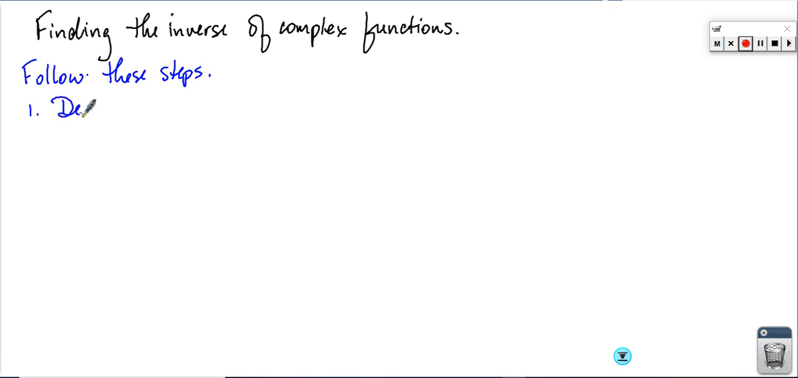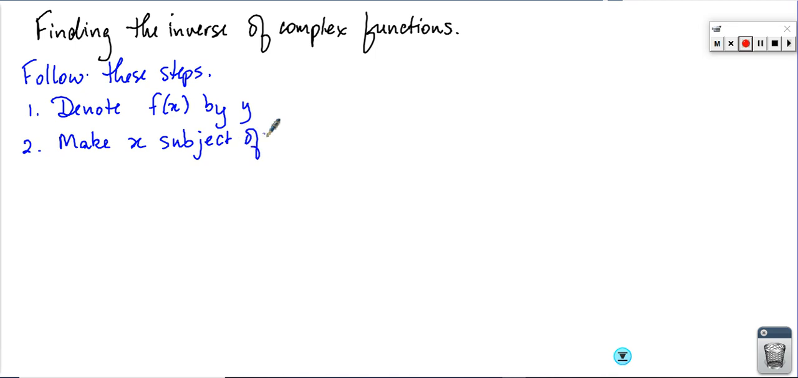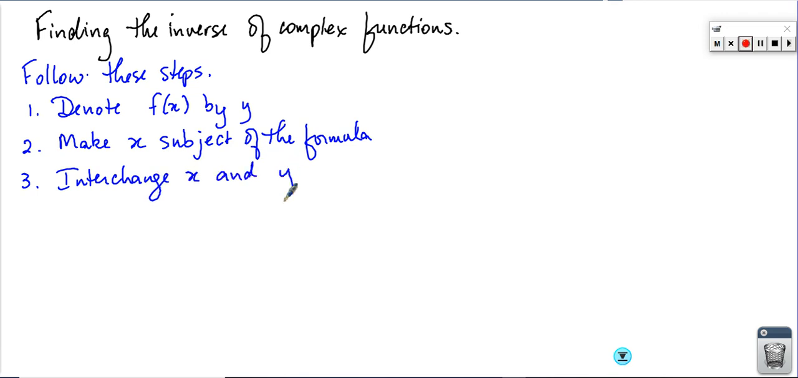Number 1, denote f(x) by y. Number 2, make x subject of the formula. Number 3, interchange x and y, meaning where there is x, write y, and where there is y, write x. And number 4, write f^-1(x), the inverse function, x instead of y. These are the 4 steps.